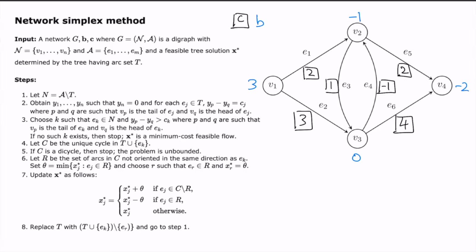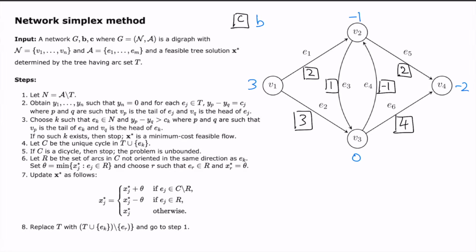So the method assumes that we already have a feasible tree solution. The problem of finding an initial feasible tree solution will be discussed in a separate video, but for now, let's assume that one is readily available. We'll go through the steps of the method through an example.